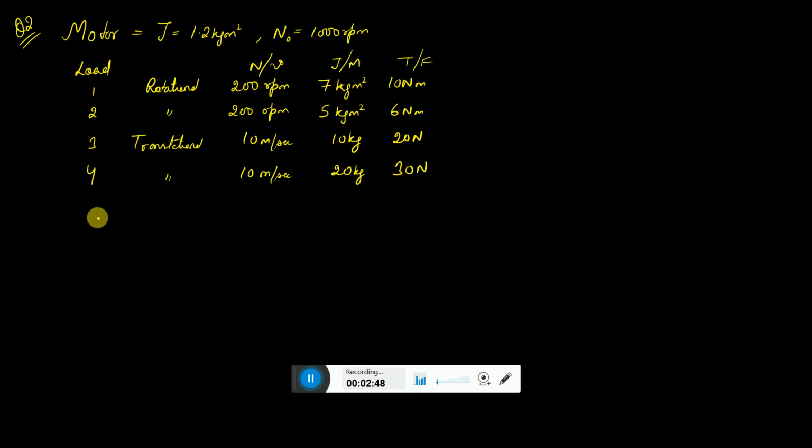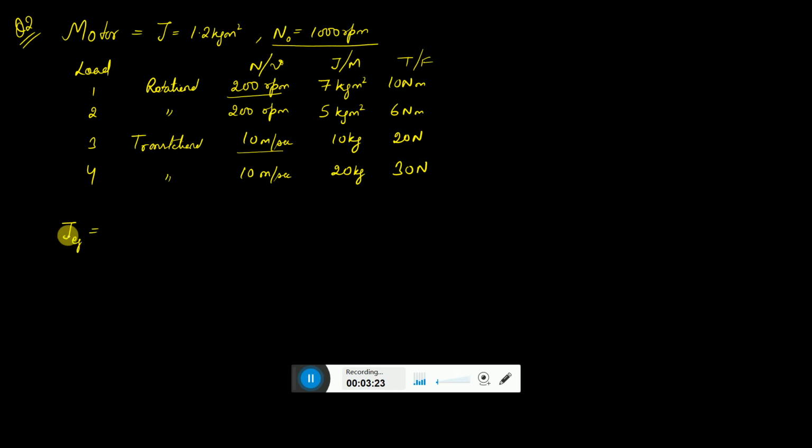Since we learned in the previous numerical how to get the equivalent inertia, J equivalent, and also what else is given: efficiency is not given, gear is obviously there because the motor speed is 1000 RPM and the load speed is 200 RPM, so obviously this gear term will come. And translation motion velocity is given, so it should be okay.